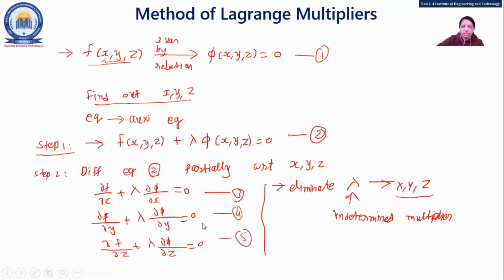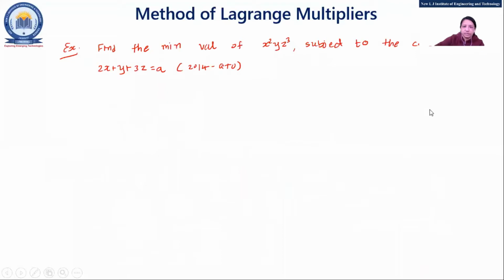This is the process. Now the first example is: find the minimum value of x square y z cube, subject to the condition 2x plus y plus 3z equal to a. So this is the relation between x, y, z, and this is your function, and it was asked in GTU 2014. Fine. So how are you supposed to do this?